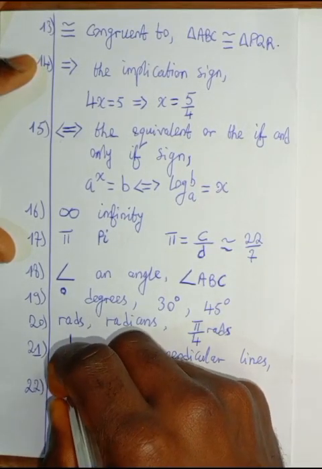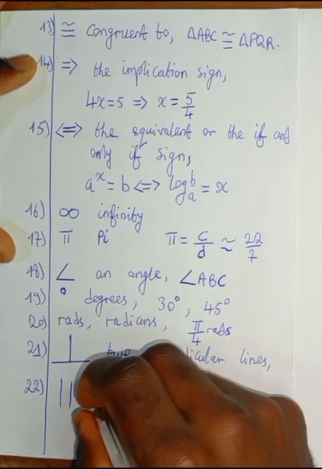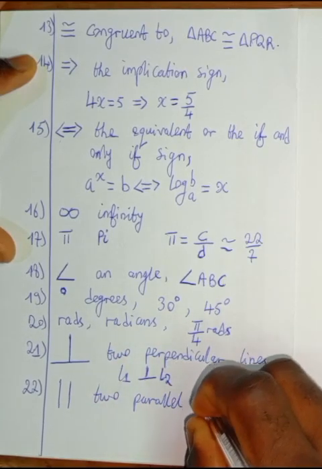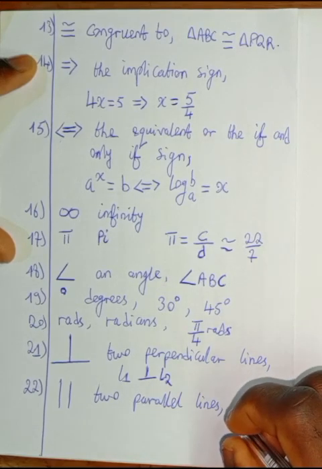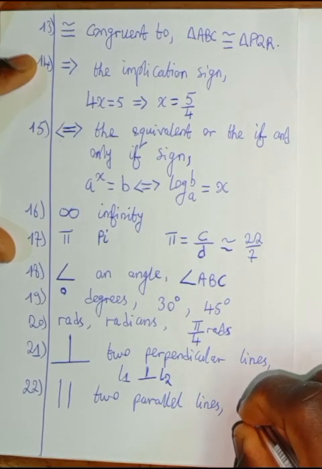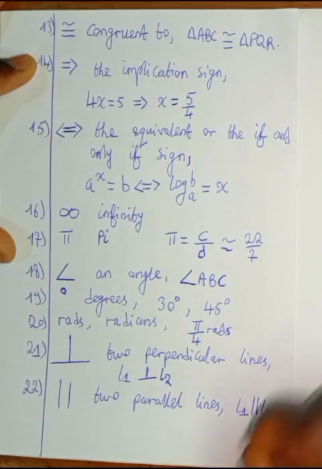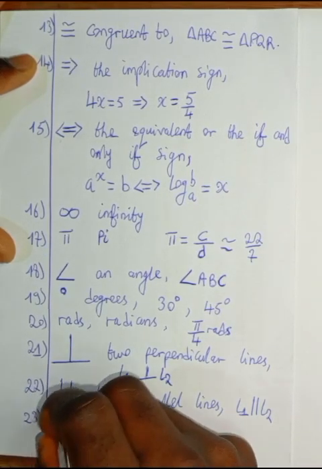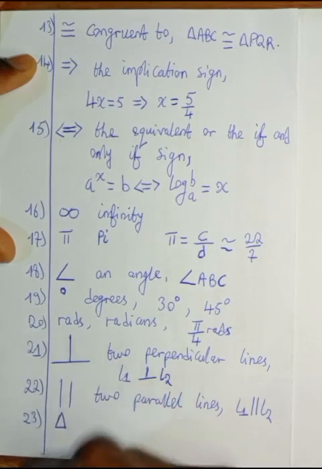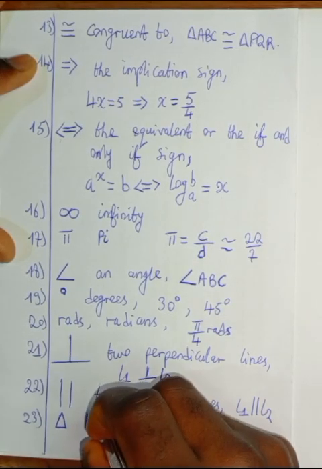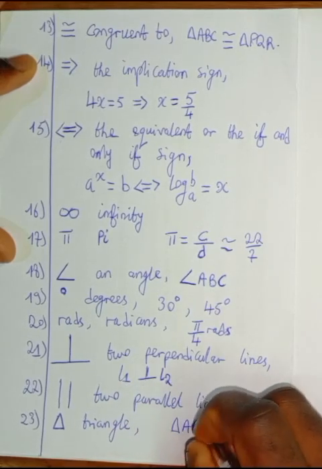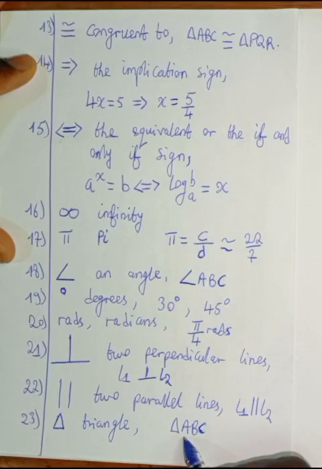We make use of this other symbol for two parallel lines. For example, we can see the line L1 is parallel to the line L2. 23. We make use of this symbol for triangle. It stands for a triangle. For example, we can see triangle ABC. That means a triangle with vertices ABC.